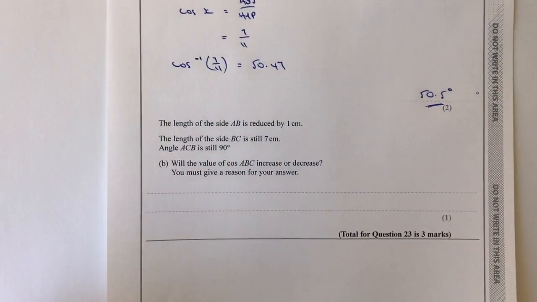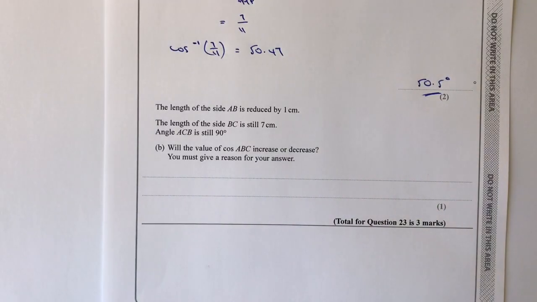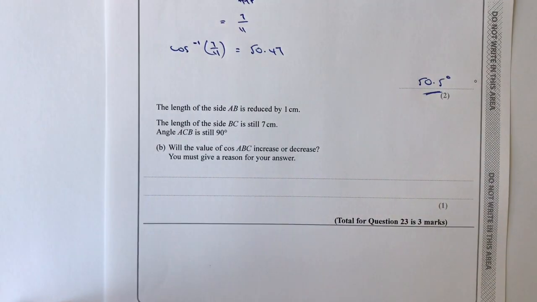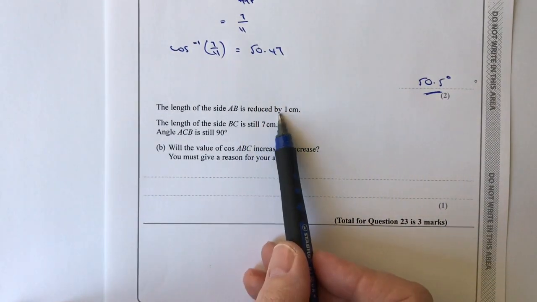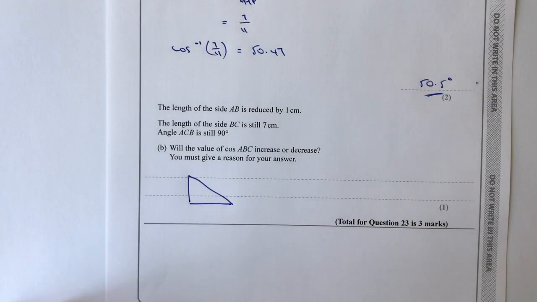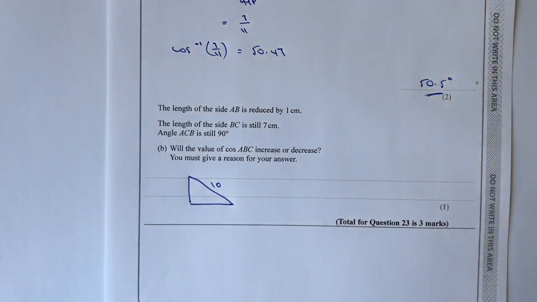So let's have a look then at part B of the question, and it says length of side AB is reduced by 1, length of side BC is still 7. Okay, will the value of cosine ABC increase or decrease? Okay, well, at the moment, the value of the cosine, as we've just put in, has been 7 over 11. So if I now draw another sketch just to kind of visualize what's going on with these numbers, I've then got this sort of thing. Okay, so the length of side AB is now actually 10 rather than 11 as it was on the original sketch. And the length of side BC remains the same, which is 7. So basically, the cosine now is going to be 7 over 10.